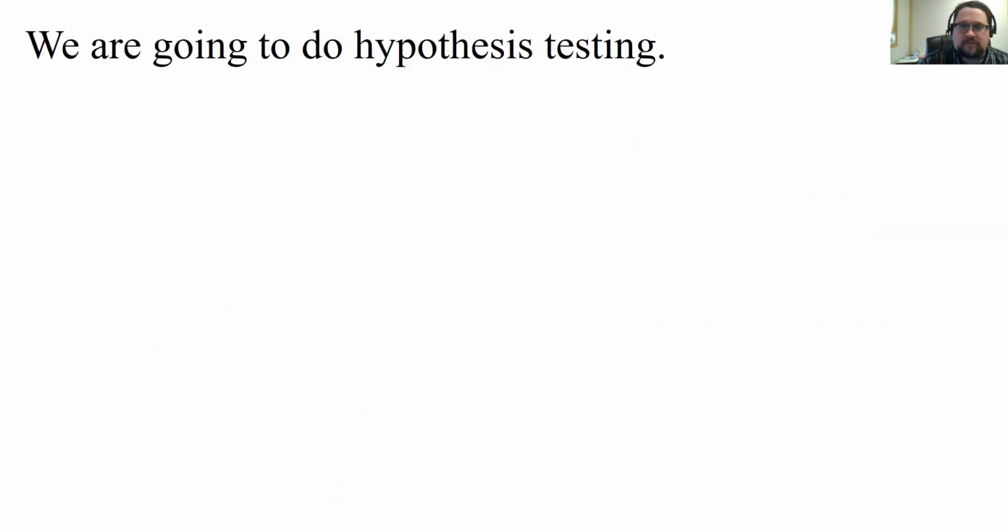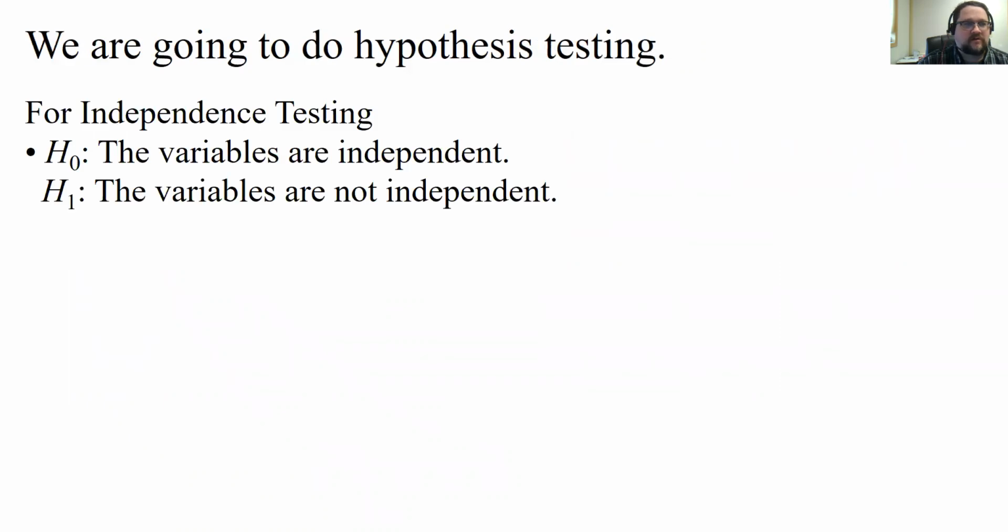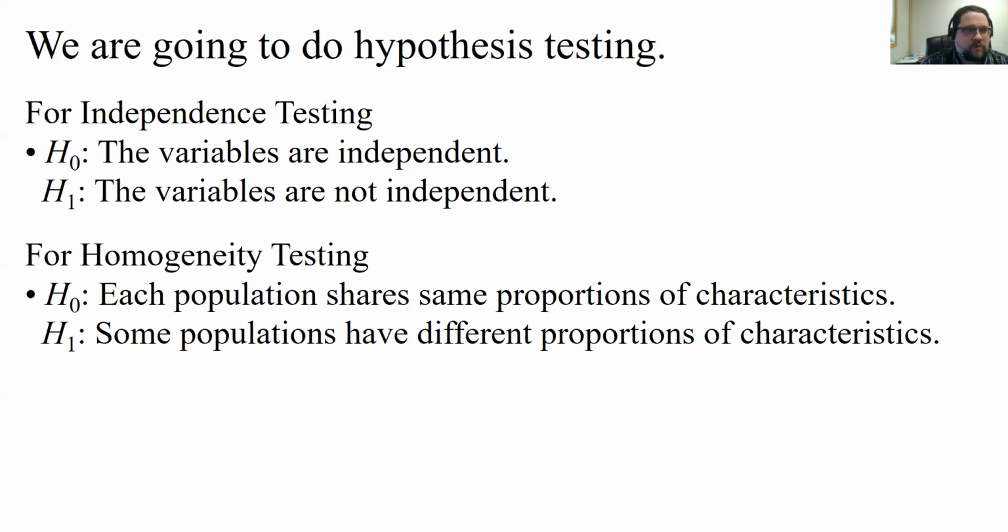All right, so we're going to do some hypothesis testing. We're going to test to see if 2 variables are independent. And our null hypothesis is always going to be that they are independent, and our alternative is that they're not independent. We're also going to test to see if the proportions or probability of success, that type of thing, if 2 populations have the same proportions. Again, our null hypothesis is always going to be that they have the same, and then the alternative is going to be that they do not have the same.